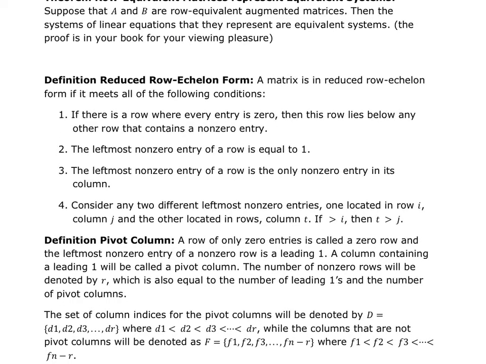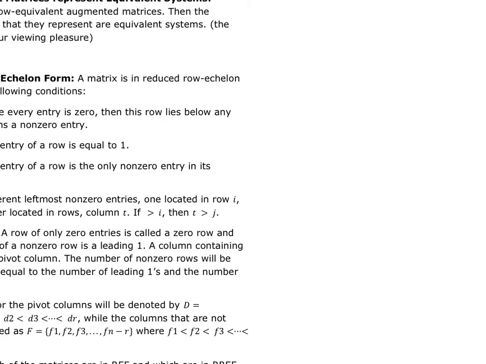So let's talk about what we want to do. We have reduced row echelon form. Before I talk about reduced row echelon form, let's talk about row echelon form. When we're talking about a row echelon form, you have some matrix in which all of the numbers underneath the 1, 1 position are all zeros. And in the 1, 1 position, it is a 1.